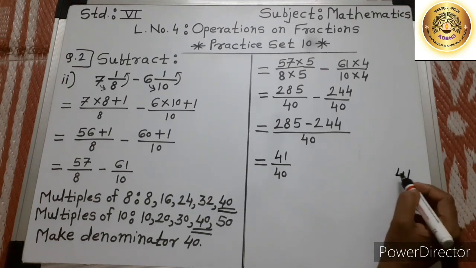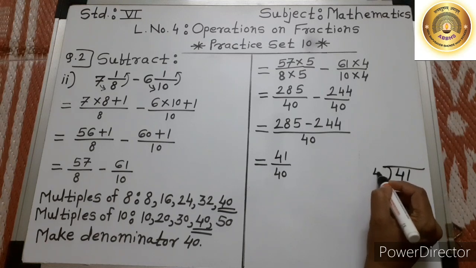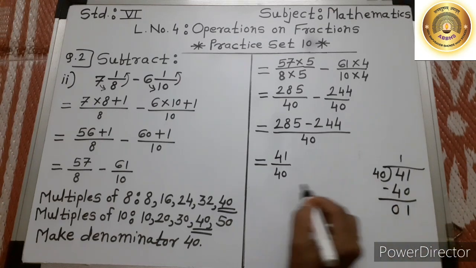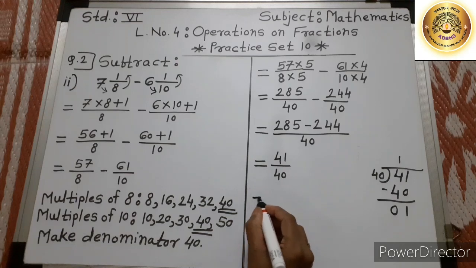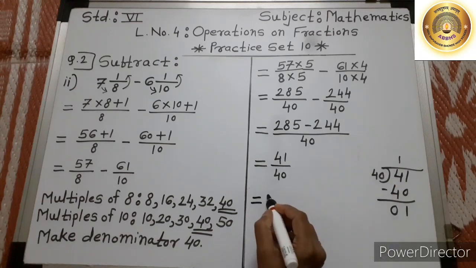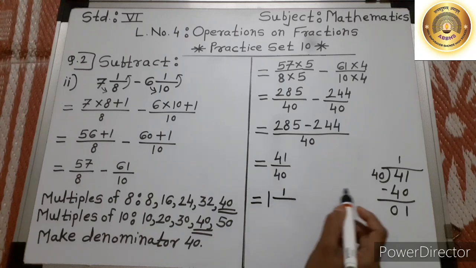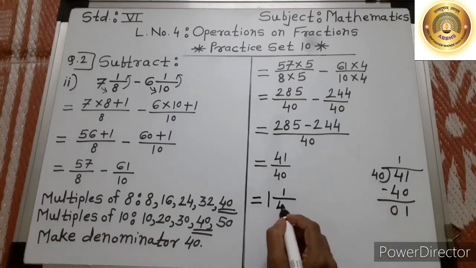So divide 41 by 40. 1 40 is 40. Subtract it. 1 minus 0, 1. 4 minus 4, 0. Write the answer. Quotient 1 is the whole number. Remainder 1 is the numerator. And divisor 40 is the denominator. So your answer is 1 and 1 upon 40.